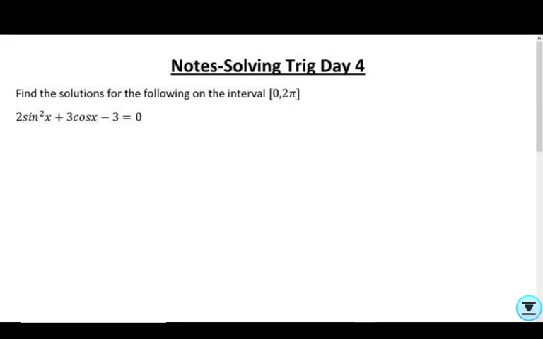All right, so we're doing solving trig equations. We've been doing basic ones last week, finding solutions based on the unit circle. We've done factoring, we've done identities. So today we're going to kind of put those together.